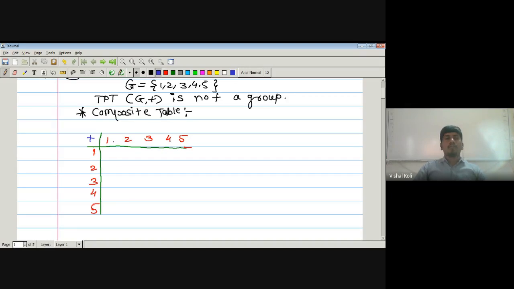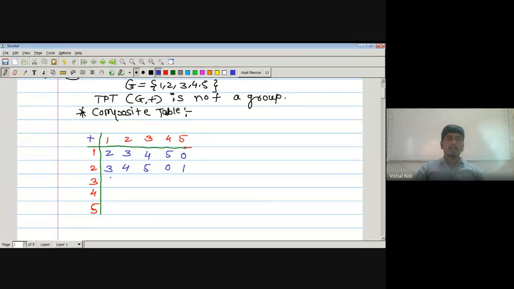So 1 plus 1, 2. 1 plus 2, 3. 1 plus 3, 4. 1 plus 4, 5. 1 plus 5, 6, but under modulo 6, 6 divided by 6 has remainder 0, therefore its value is 0. Now for element 2: 2 plus 1, 3. 2 plus 2, 4. 2 plus 3, 5. 2 plus 4, 6, and the value of 6 modulo 6 is 0. 2 plus 5, 7, and 7 divided by 6 has remainder 1.